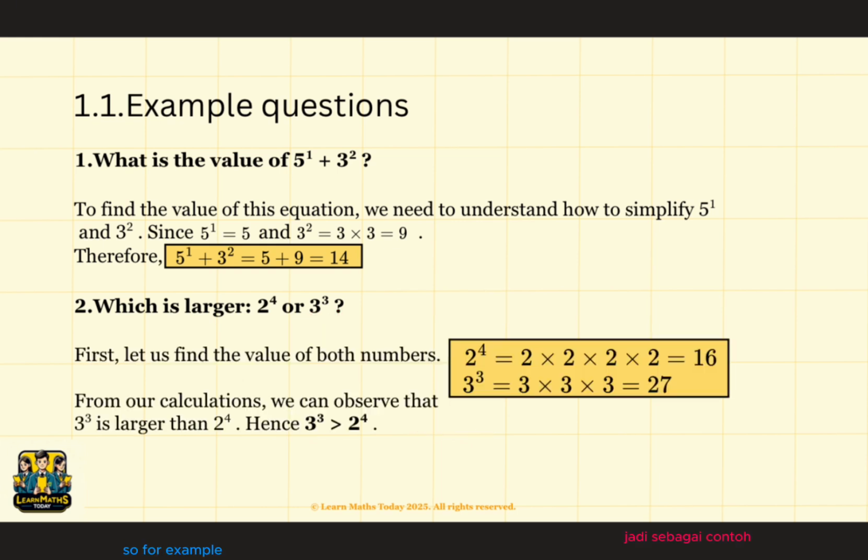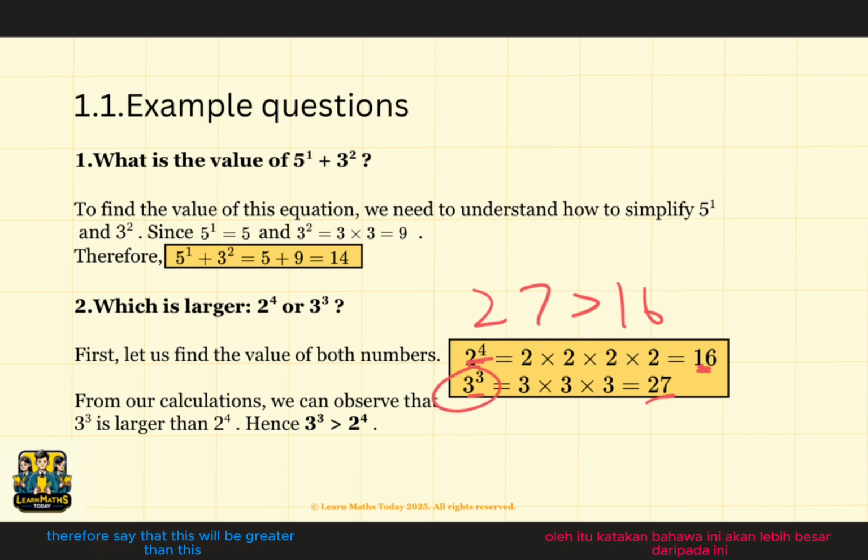So for example, as you can see here, we find the values of 2 to the power of 4 and 3 to the power of 3. We find out the integer values, which are 16 and 27 respectively. And since 27 is greater than 16, we can therefore say that this will be greater than this. So therefore this is the solution for this question.